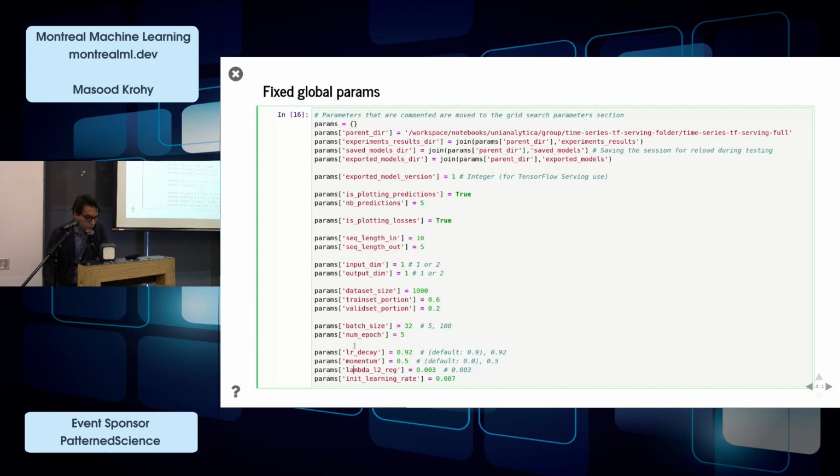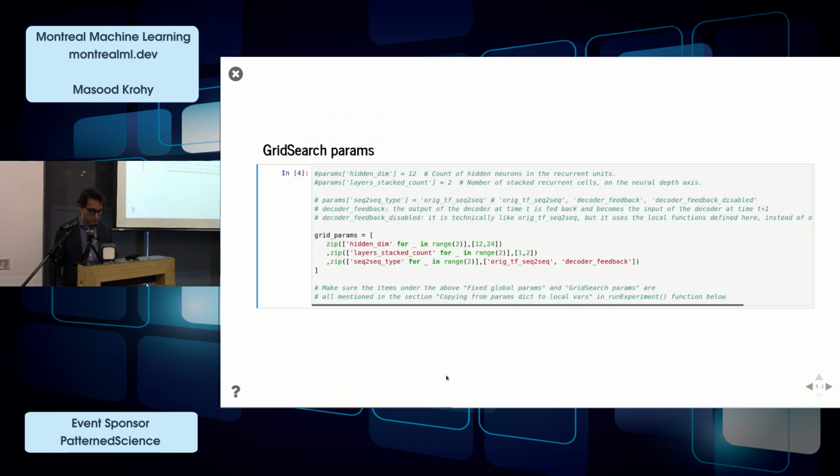basically some parameters which you are probably familiar with from any machine learning optimizer. And here are the parameters that we want to grid search on. So we basically took here 3 parameters.